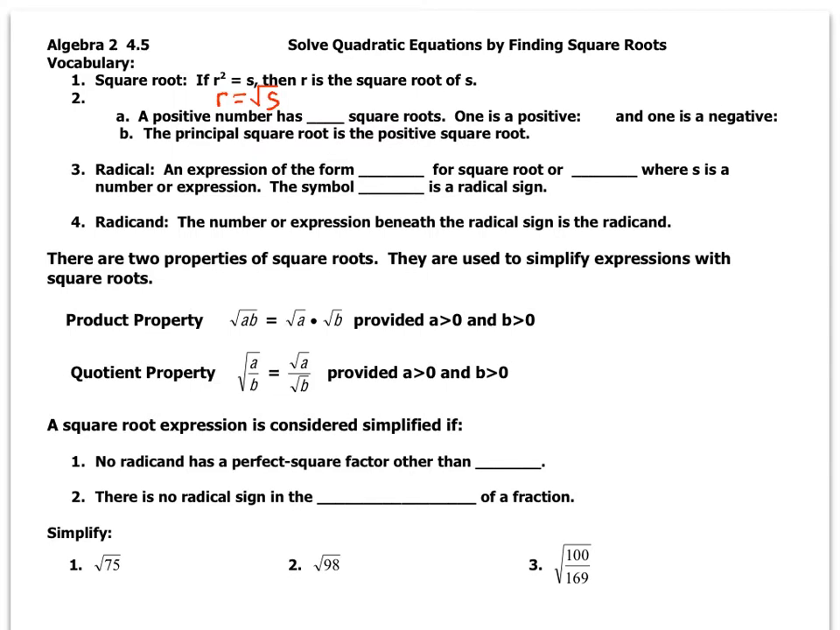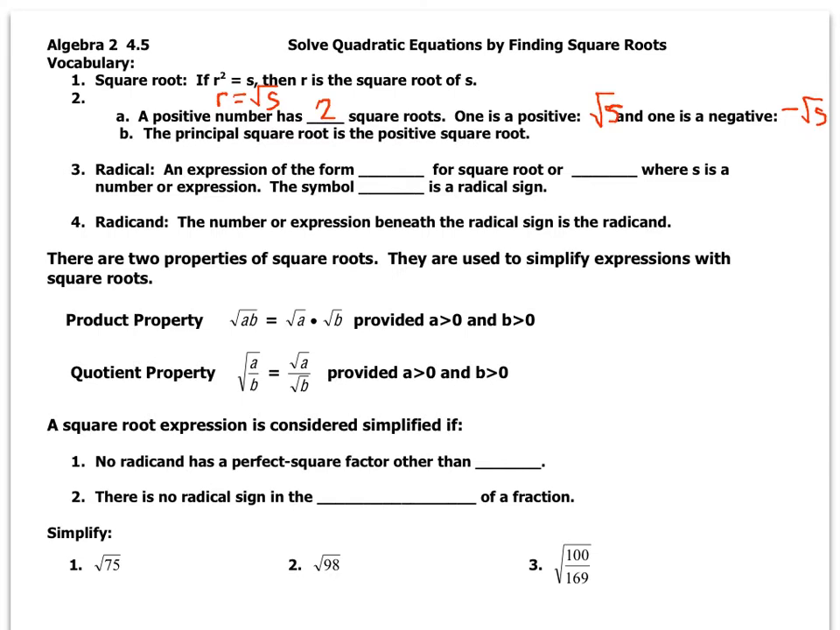So a positive number actually has two square roots. One is the positive square root of s, and one is a negative. So then we have negative square root of s. The principal square root is the positive square root, so that's the main one. That's what we call the principal square root.